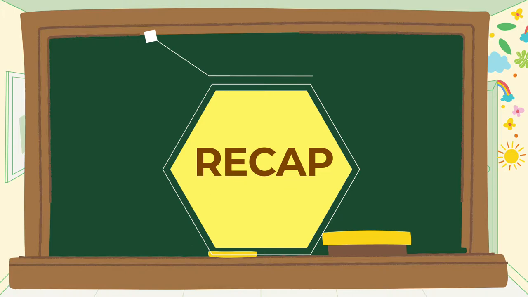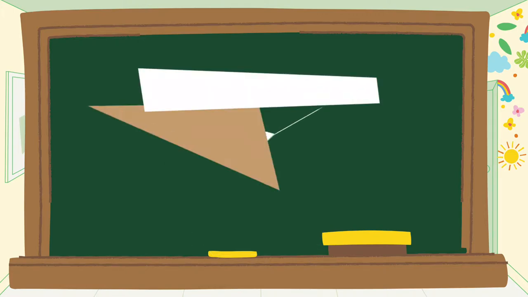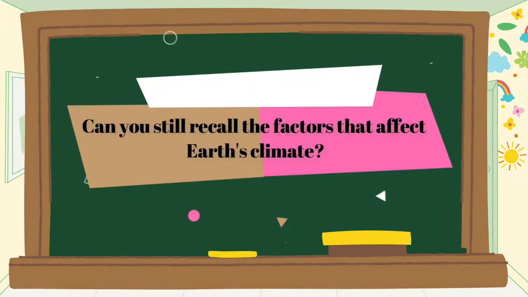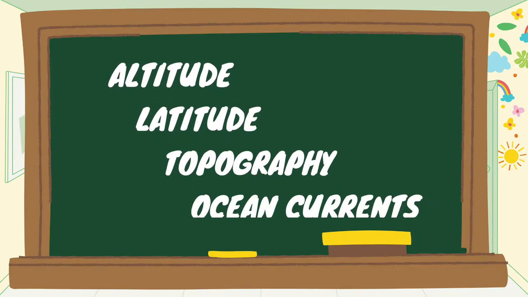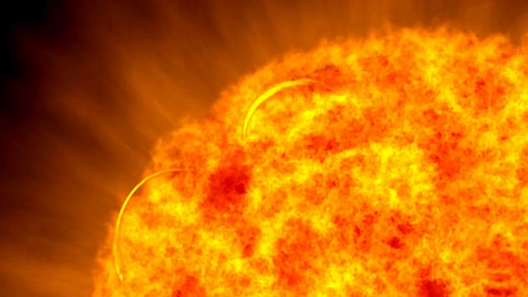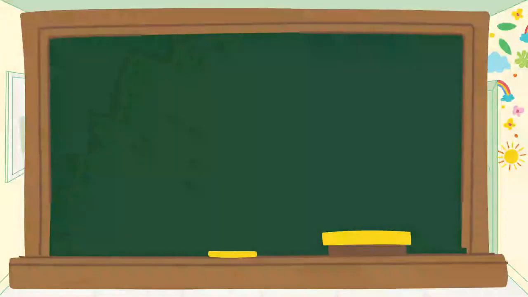Let's start with a short recap with our lesson last week. Can you still recall the factors that affect Earth's climate? That's right! These are altitude, latitude, topography, and ocean currents. But mainly, it is also influenced by the amount of energy coming from the sun.